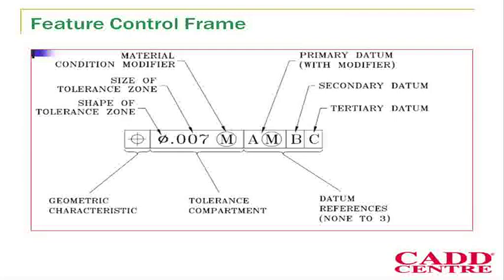The first compartment we call the geometric compartment, where we specify the symbol or the shape tolerance. The second compartment is called the tolerance compartment, where we represent the size of the tolerance as well as the material modifiers. In case the shape is a circular shape, then we will include the dia symbol. The next 3 blocks we call the datum compartment. The datum can be a primary one or secondary one or tertiary one. So it is represented in the order as shown in the picture.